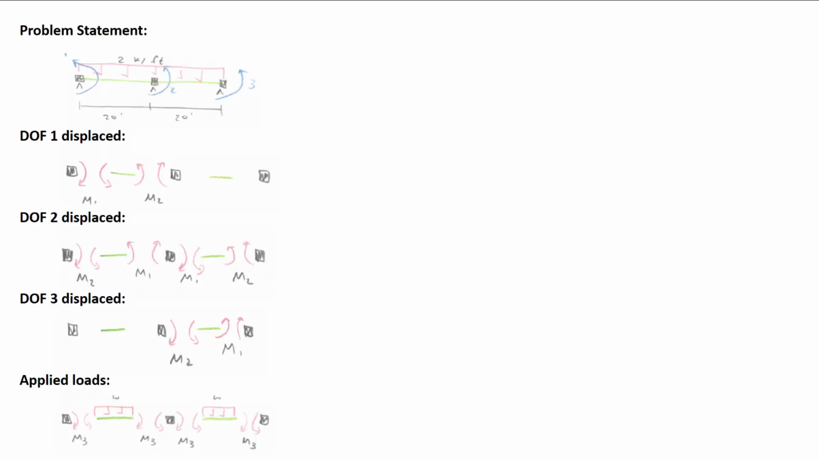We'll be using our previous example. This is a two-span continuous beam with the uniform load over the whole structure. The degrees of freedom are rotations at all of the nodes, and we're showing here the forces on the members and the nodes due to a displacement at degree of freedom 1, a displacement at degree of freedom 2, and a displacement at degree of freedom 3. We're showing as well the forces on the members and the nodes due to the applied load with all of the nodes held in their positions. In all of these diagrams, we've omitted the shears because there are no translational degrees of freedom.